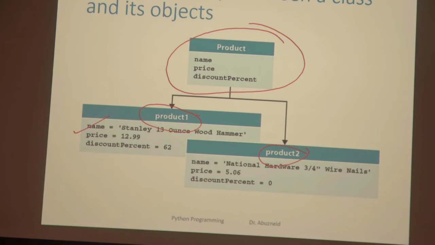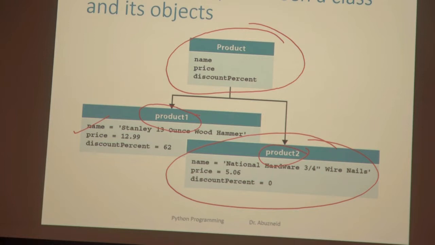The second product, as you see in here, the name is National Hardware 3/4 inch wire nails. The price is $5.06, and the discount percentage is 0%. So we created two products. Product one will consume memory because we are creating it. Product two is also another object that will consume memory.